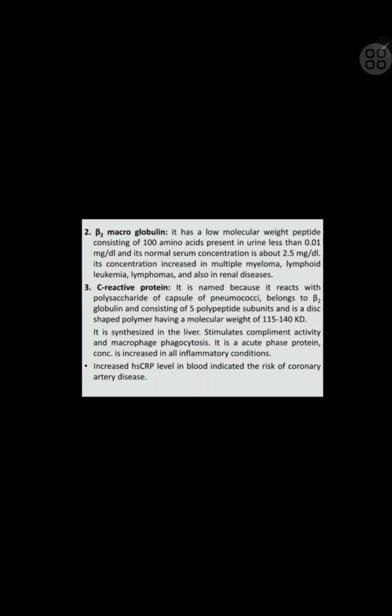Coming to C-reactive protein, it is named because it reacts with polysaccharide of capsule of pneumococci. It belongs to beta 2 globulin consisting of 5 polypeptide subunits, and it has a disc-shaped polymer having a molecular weight of 115 to 140 kilodaltons. C-reactive protein is synthesized in the liver, and it stimulates complement activity and macrophage phagocytosis. It is an acute phase protein, and its concentration is increased in all inflammatory conditions. Increased hsCRP level in blood indicates the risk of coronary artery disease.